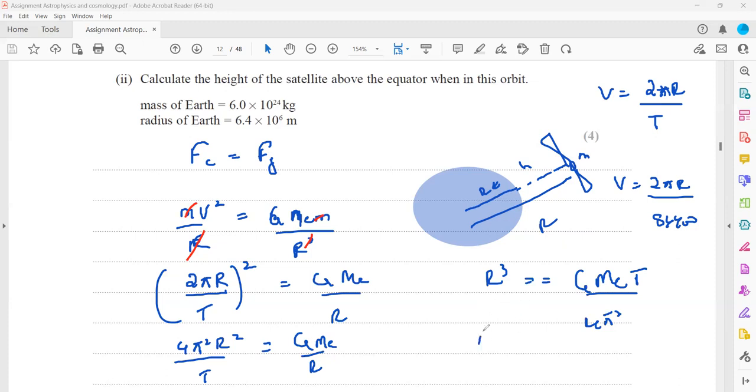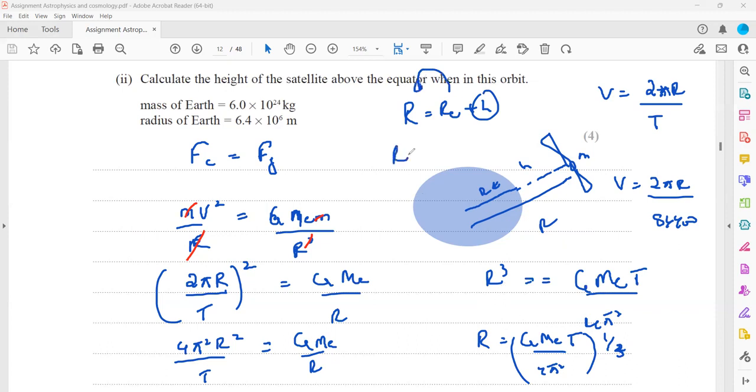And then R will be equal to G M_E T squared divided by 4 pi squared, and then take the 1 by 3 power. We'll get this R, and this R is the total distance. Then you have to subtract, because R is equal to the radius of Earth plus h. So if you need h, it's the total R you get, minus the radius of Earth. So just substitution is there.